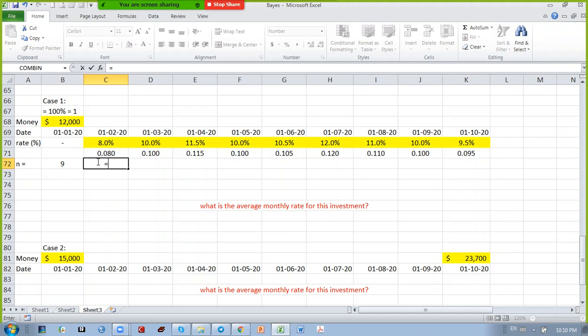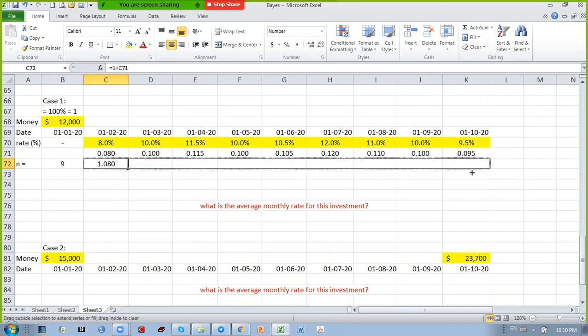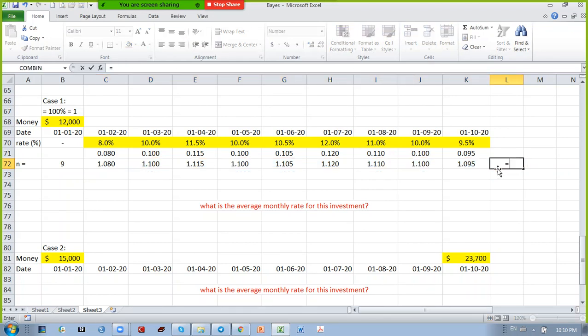100% is equal to 1. That's why I take 1 plus this 1. Then, based on the formula, I need to multiply these numbers together. Okay, it is easy. Multiply 1 by the other 1. The star here represents the multiply sign. Just 1 by 1.